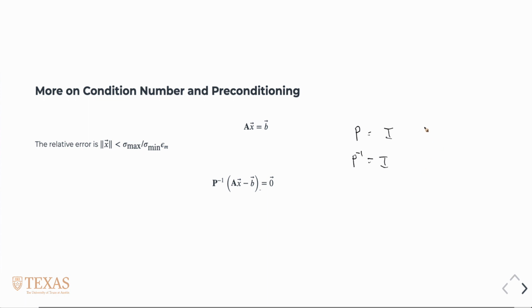The most difficult to compute would be to choose P equal to A, and of course then P inverse is equal to A inverse, which is the same thing as just directly solving the system of equations, right? Using a direct solver. And there's no point in really doing that either.